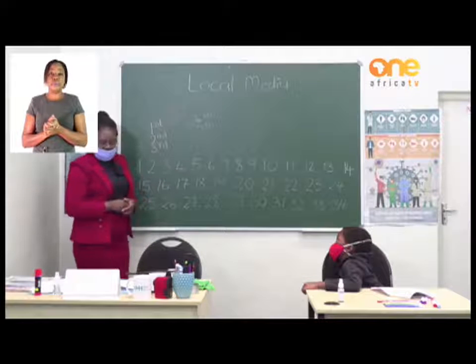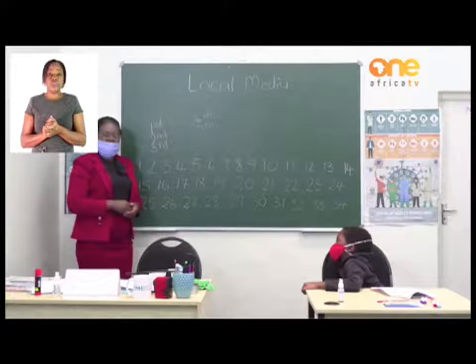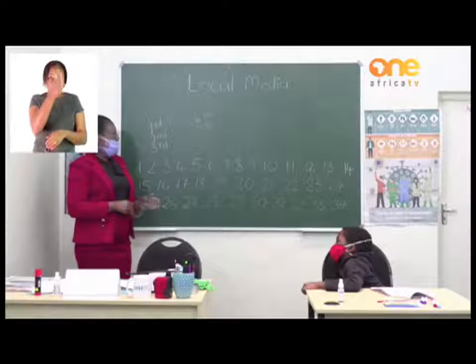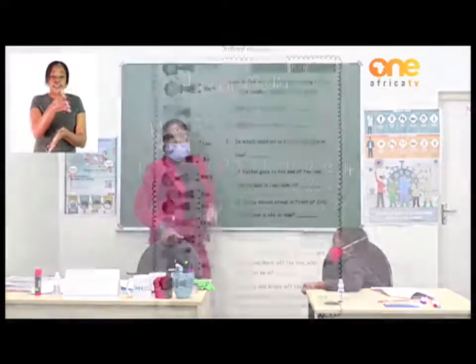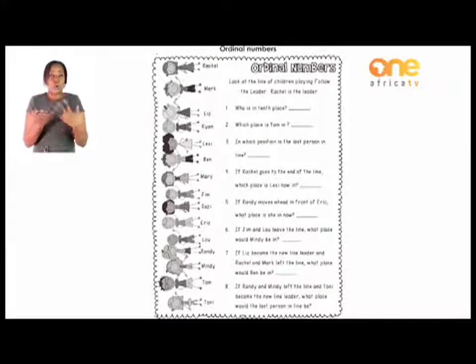So now we're going to look at the kids who are lining up there and check their positions which they are holding as they are standing in that queue. Let's go back to our page 4 and fill in the ordinal numbers in their position which they are holding. It says, look at the line of children playing, follow the leader. Rachel is the leader. Do you see Rachel? Rachel is the first child. Now, so we are starting with Rachel, meaning Rachel is the first child in this order.